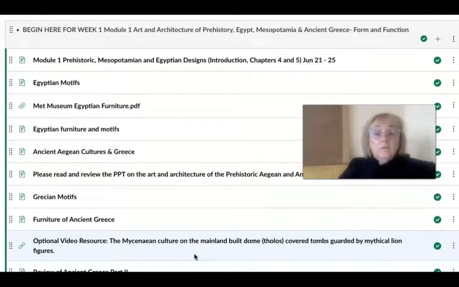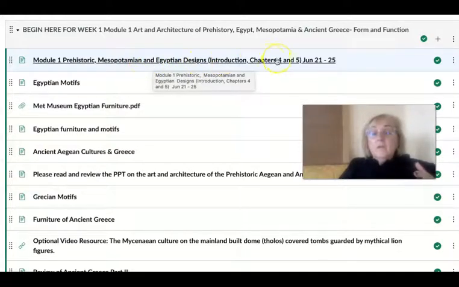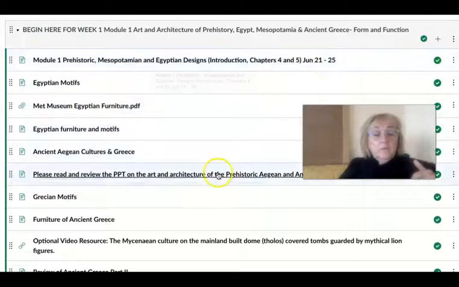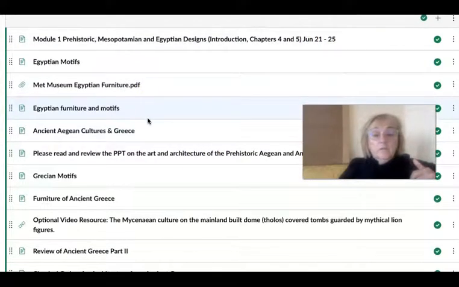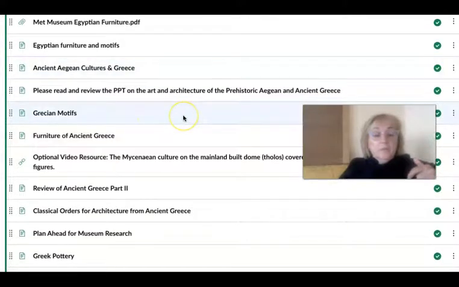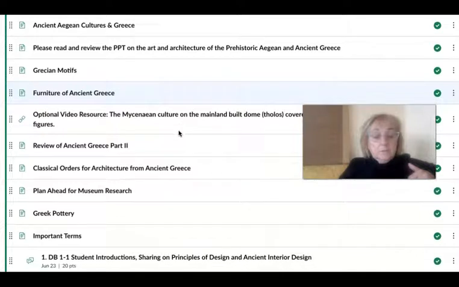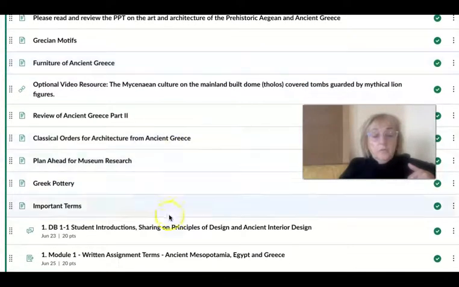After completing the orientation module, please go to Module 1 and begin here. Click here, and you will see that on each page we will be covering the prehistoric period, from Mesopotamian architecture to Egyptian designs. The chapters you need to read will be listed there, along with the different Egyptian motifs. There's a PowerPoint presentation which gives you background on what we will be covering this week. Important terms you need to know, and then once again your discussion board is listed here.